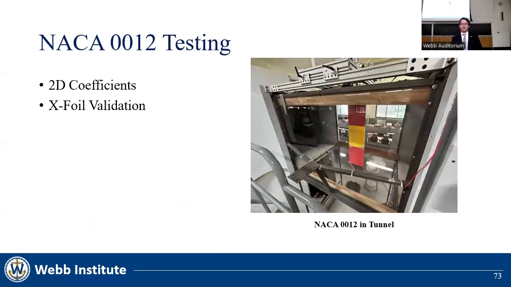As mentioned earlier, the NACA 0012 was printed here at Webb. This allowed us to create a foil that spanned the entire test section, which allowed us to negate end effects from the foil, enabling the collection of 2D coefficients. Because we were able to gather 2D coefficients, we could compare our data to XFoil, which is a 2D program and is known to be more accurate than the 3D XFLR.